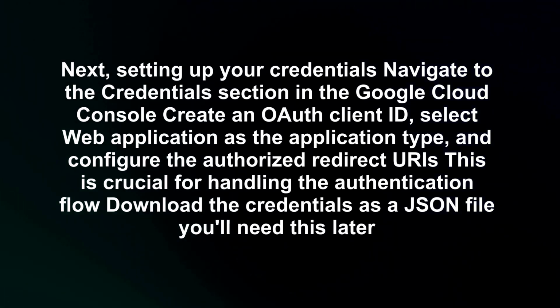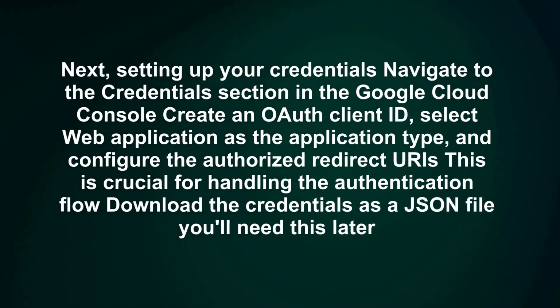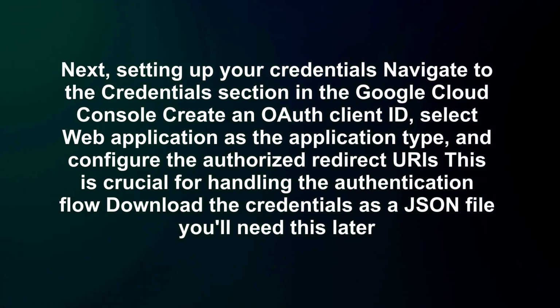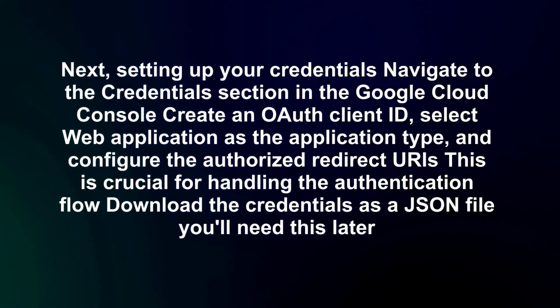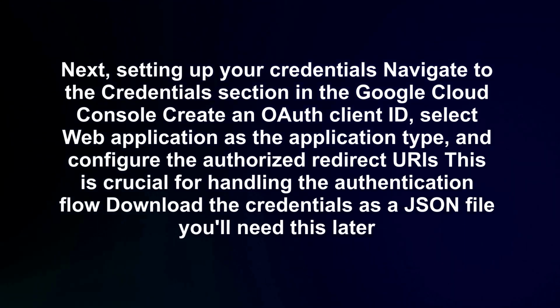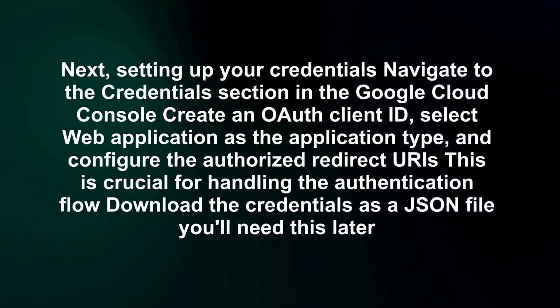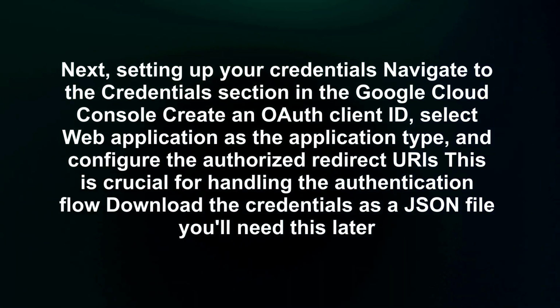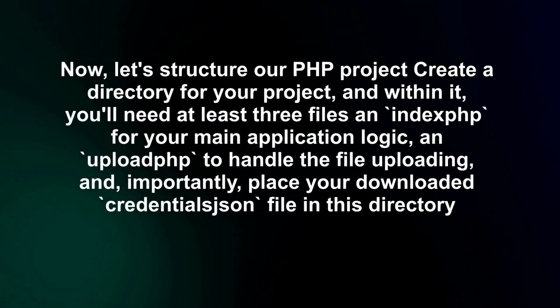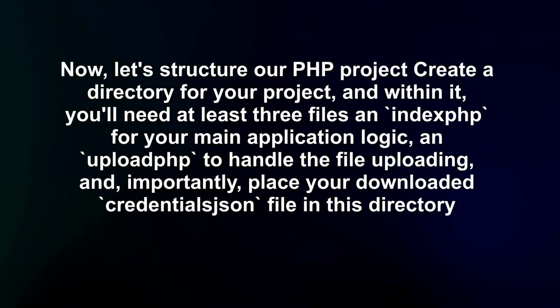Next, setting up your credentials. Navigate to the Credentials section in the Google Cloud console. Create an OAuth client ID. Select Web Application as the application type, and configure the authorized redirect URLs. This is crucial for handling the authentication flow. Download the credentials as a JSON file. You'll need this later.